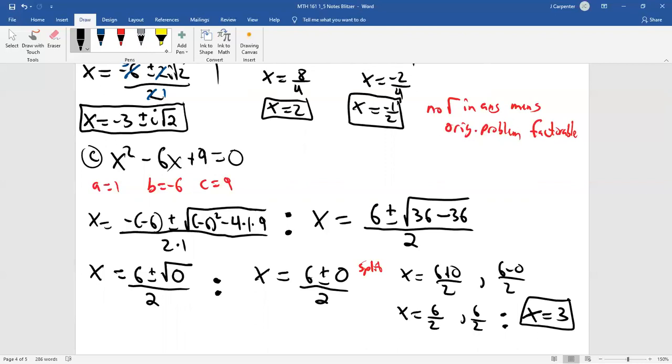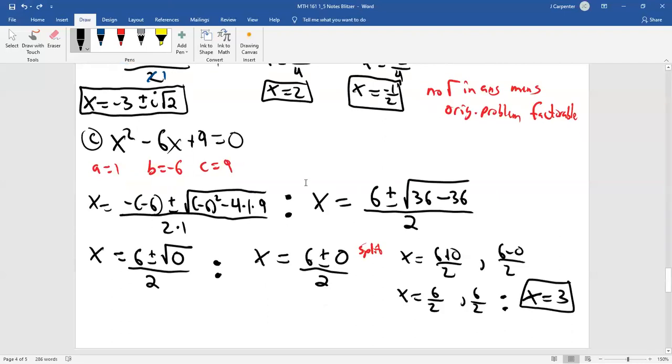So there's only one solution. That can happen. It happens because of this. Whenever the inside of a square root ends up being 0, the square root is 0, and then the adding and subtracting of 0 does nothing. The plus or minus is completely irrelevant. You can just toss it out at that point, and the answer is 6 over 2, which is 3. That's what leads to what we call repeated roots.